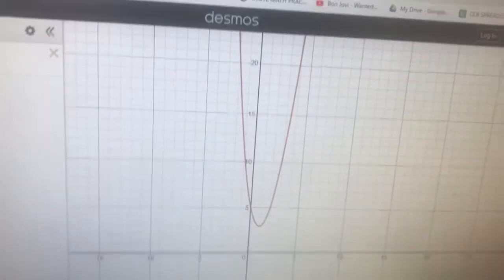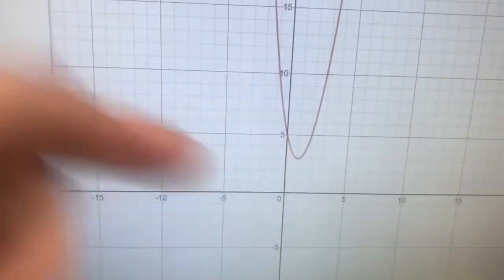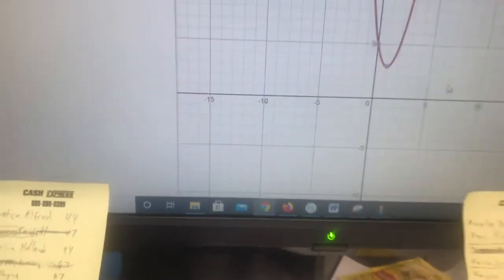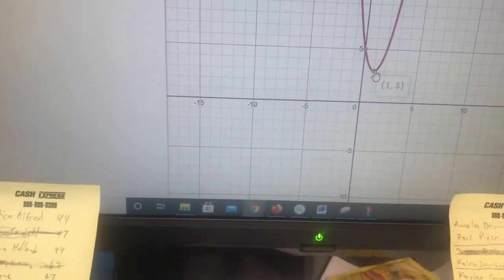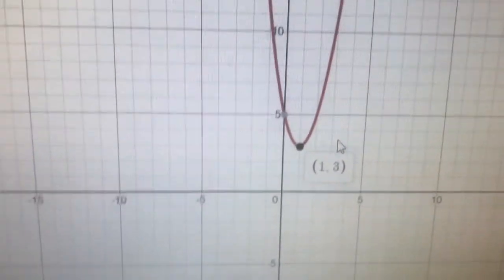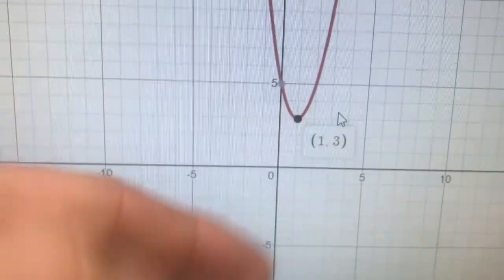Anyway, there's the same eight questions. Is this concave up or down? Well, it's clearly concave up. It's going up. What's the maximum or minimum value? Well, it has a minimum value. Let me click on the vertex here. My vertex, oh, it disappeared on me. (1, 3). There's my vertex, which means the minimum value is 3. Y equals 3 is the lowest value of this thing. X equals 1 is the axis of symmetry right down the center of this, which splits it up into two equal halves.